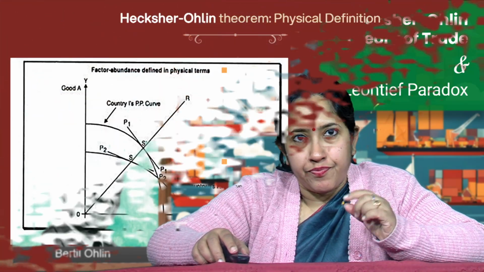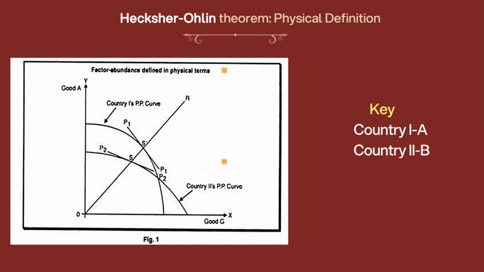Now let us relate to figure 1. This figure 1 explains the Heckscher-Ohlin theorem in terms of the physical definition. Here we are taking good B on the x-axis and good A on the y-axis. By assumption, good A is, say, capital intensive and good B is labor intensive. Looking at the diagram, we see two production possibility curves, one of country 1 or A and the other of country 2 or B.